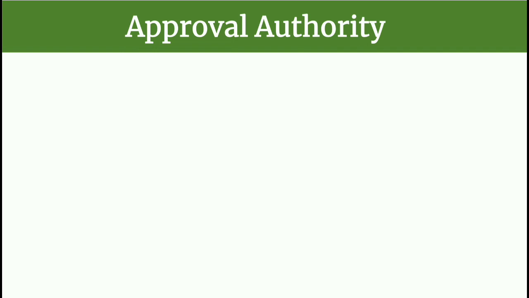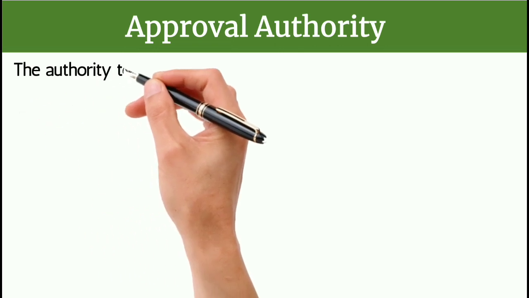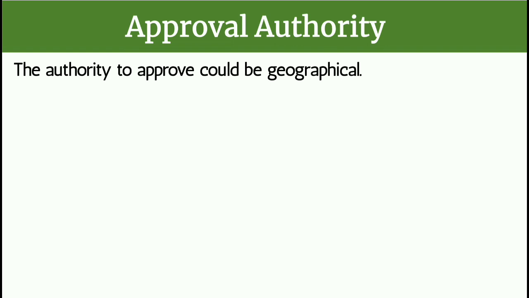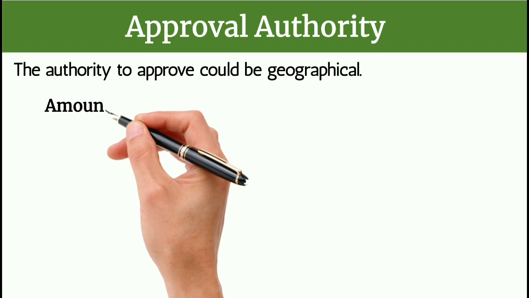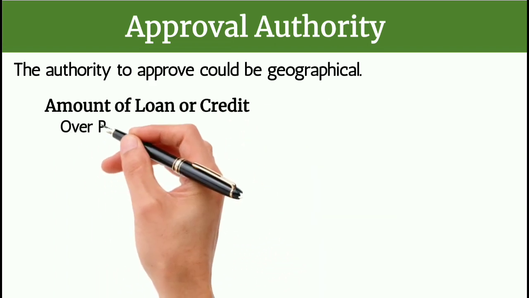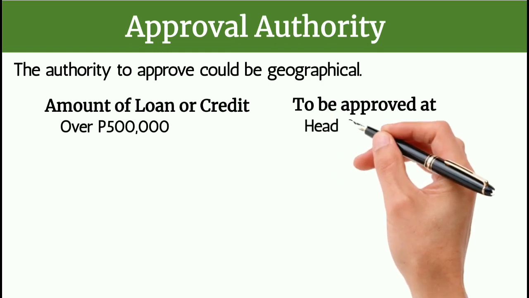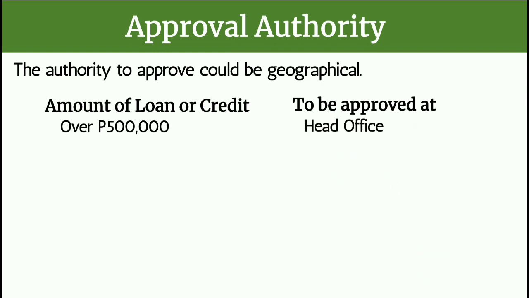Ang ibig sabihin nito, sino ba yung mag-a-approve or saan ba gagawin yung approval? The authority to approve could be geographical, meaning to say, saan ba gagawin yung approval? Sa head office ba, sa regional office, or sa branch office? Let's say the amount of loan or credit is over 500,000 pesos. That is to be approved at head office.